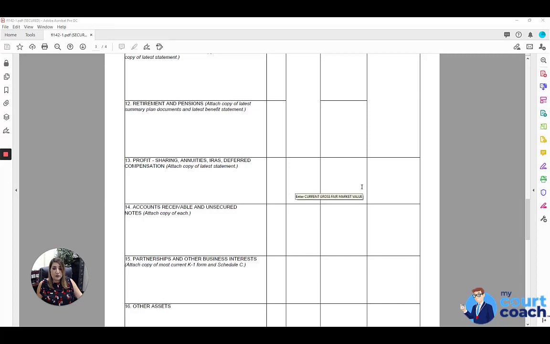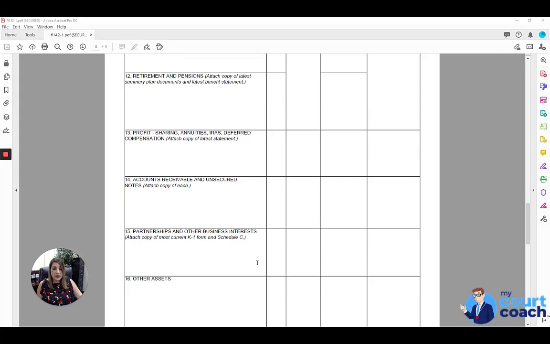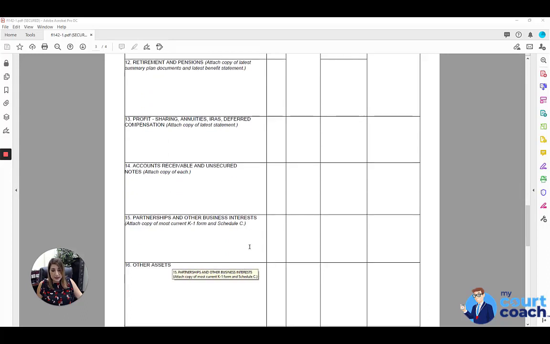If you operate your own business and you have accounts receivable, then you want to list that in box number 14 and what that amount is that you're entitled to for accounts receivable, and attach a copy of that as well. If you have a business, you want to attach a copy of your most current K-1 form and or Schedule C, or if you have business tax returns, then you would attach it here. Just make sure to redact your social security number.